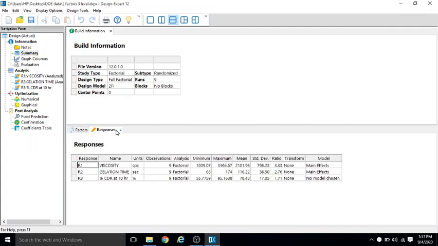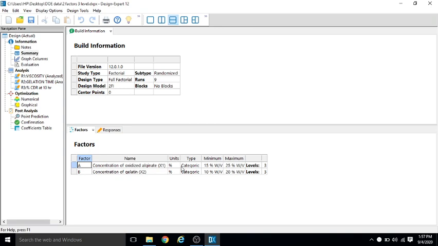Now if you see the responses, we have selected three different responses: viscosity, the unit is centipoise; gelation time, that is in second; and percentage CDR at 10 hour. So whenever we are performing any experiment, we have to select responses and we have to select factors. So two factors, three levels, right? And there are 9 possible formulations we can prepare using this combination of two factors, three levels.